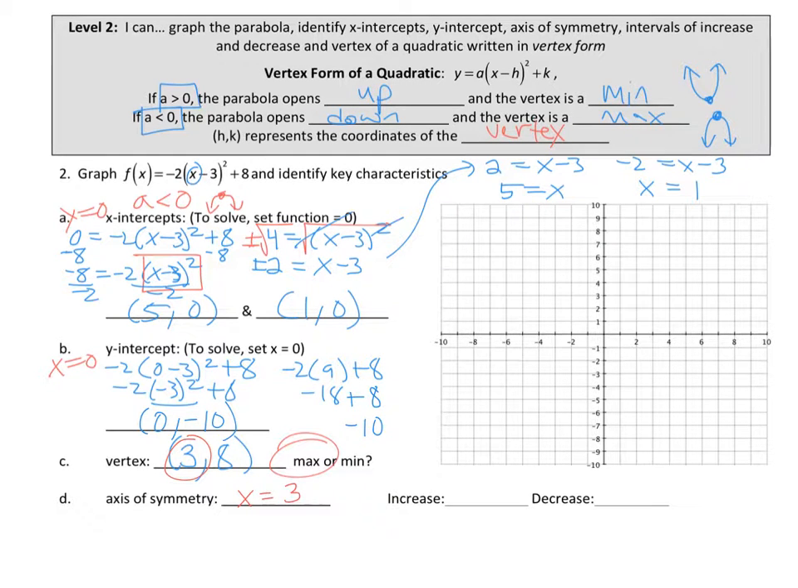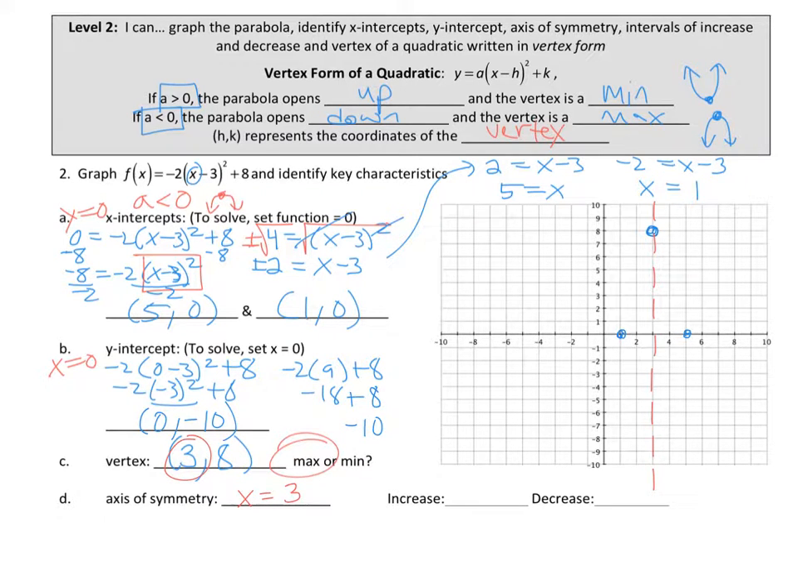And before we answer where it's increasing and decreasing, let's draw the parabola. So I'm going to draw the vertex first. It's at 3, 8, so I go right 3 and up 8, and plot a point. I'm going to draw my x-intercepts next, 1, 0, and 5, 0. And they should be on either side of the vertex. The axis of symmetry is the vertical line going through the vertex, so let's draw that. And the x-intercepts should be symmetrical about that axis of symmetry. If they're not, something's wrong.